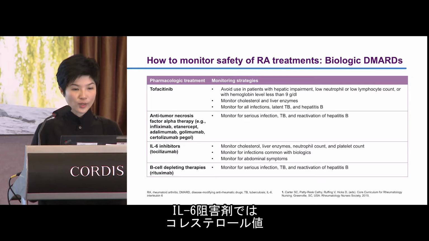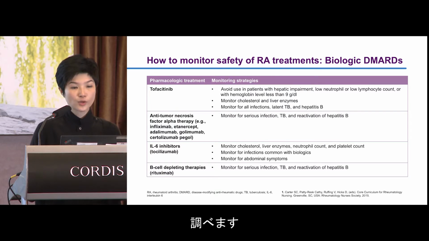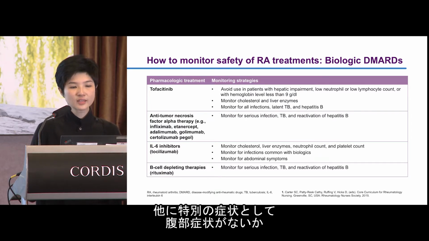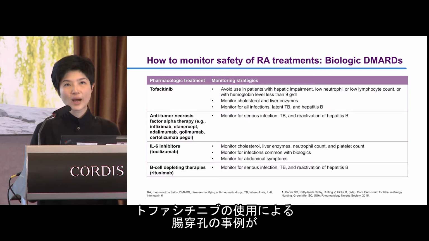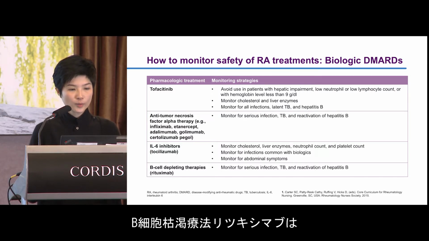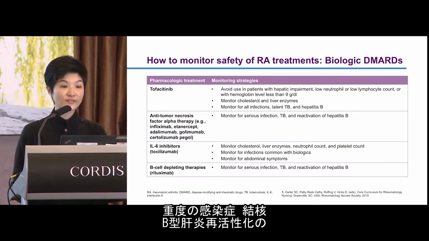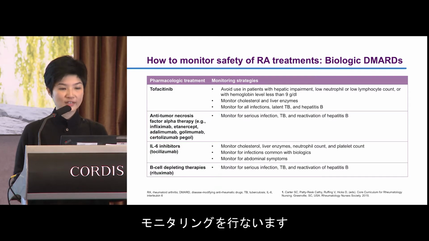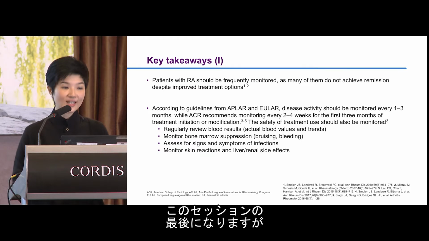IL-6 inhibitors, we monitor cholesterol, liver enzymes, white cell count, and any infections we should look for. And another special symptom we should look for is abdominal symptoms, because there are reported cases of bowel perforation when using tocilizumab. So B-cell depleting therapies, rituximab, we should monitor serious infections, TB, and reactivation of hepatitis B. So we come to the end of these sections.